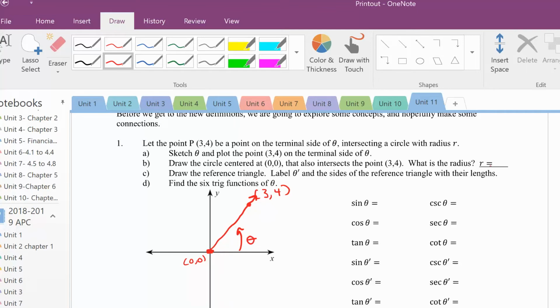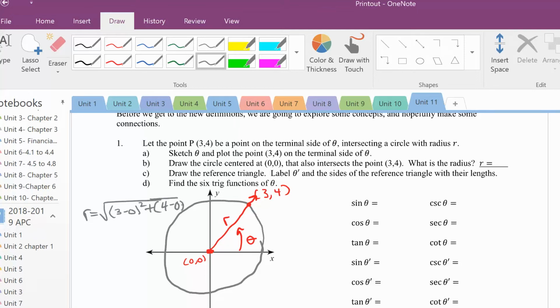What is the radius? Well, the radius is this right here. If you draw the circle with the center at (0, 0), the radius you would use to find is the distance. So the radius is equal to the square root of (3 minus 0) squared plus (4 minus 0) squared. So radius is the square root of 3 squared plus 4 squared. So the radius is equal to 5.